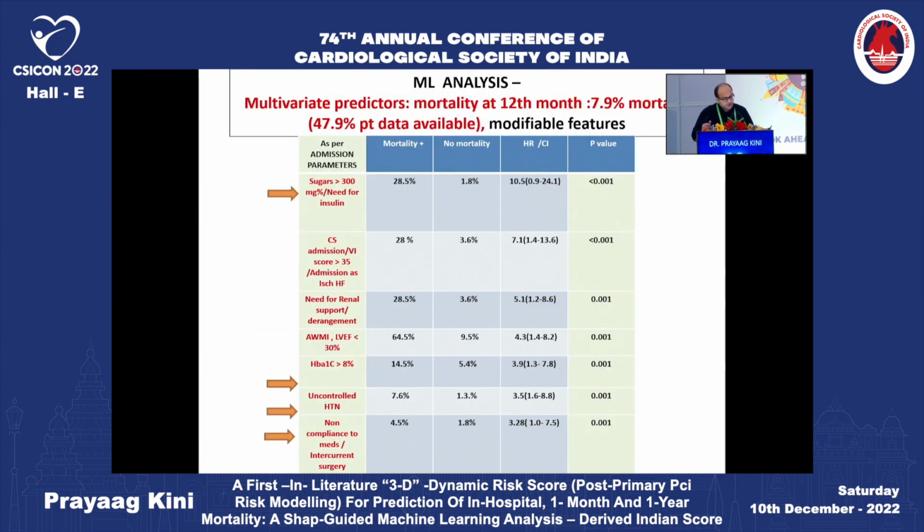After that, when I went for the 12-month, I got around 7.9% mortality. We had 47.9% of data available, of which, again, we can see that more than 300 sugars continued to be a risk factor, which added to HbA1c of more than 8%, uncontrolled hypertension, and non-compliance. So we have a completely different kind of thing now, because this gives us what we should be hitting at the initial stage, so that at 12 months we can have a better analysis, rather than applying a first-month score to a 12-month score.